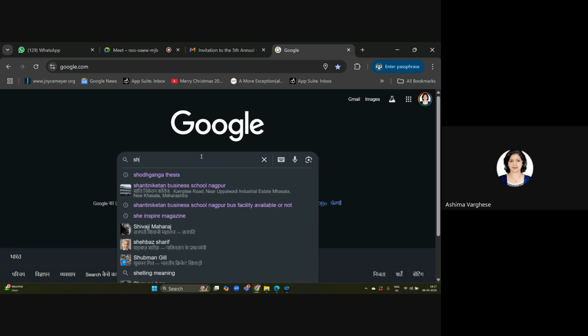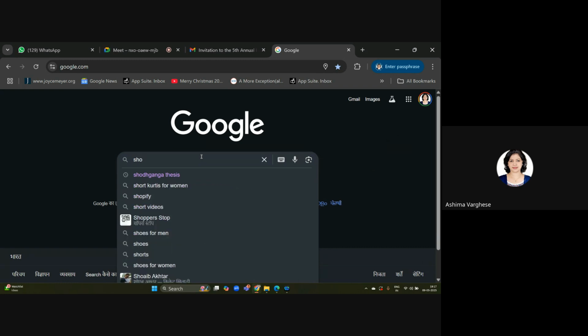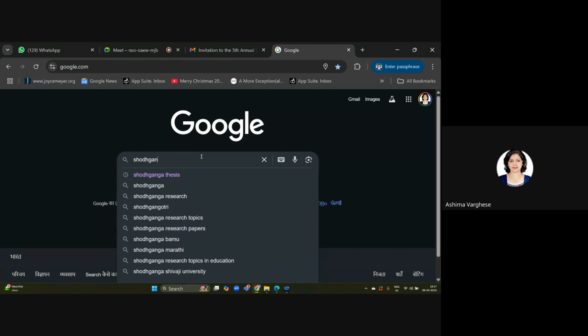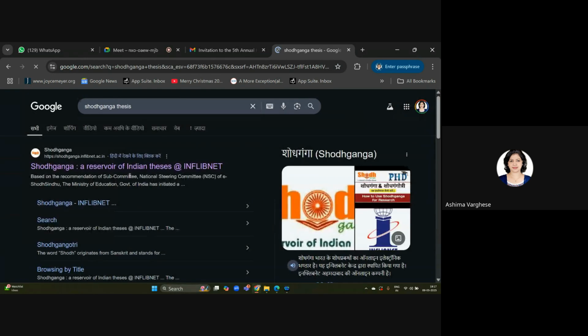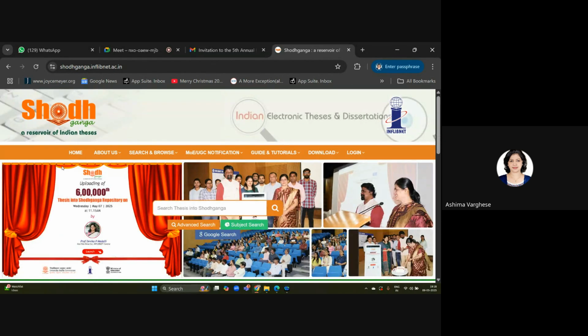On Google Chrome, you can type Shodh Ganga. Okay, the thing which I wanted to show you. Shodh Ganga thesis or Shodh Ganga, whatever you can type. So the first link which appears on the screen is Shodh Ganga, a reservoir of Indian thesis at INFLIBNET. So you are supposed to click on that. See, it doesn't require any registration. It is free of cost. It is provided by the government, and it is the reservoir of Indian thesis.